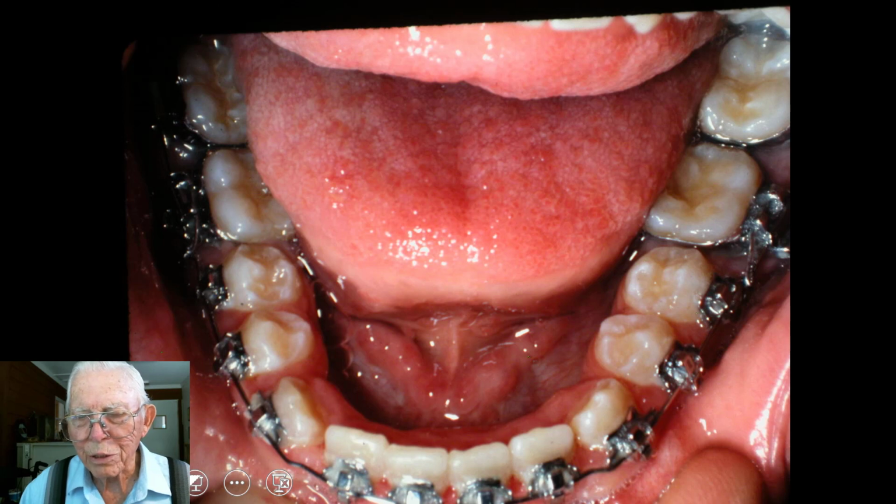The world's in such a mess now, it's hard to worry about crooked teeth when there's so many other problems in the world. So I hope that we will be able to straighten that out as well as straighten our teeth out.